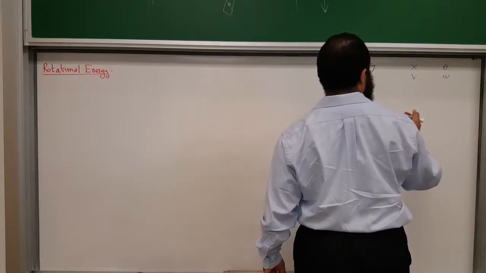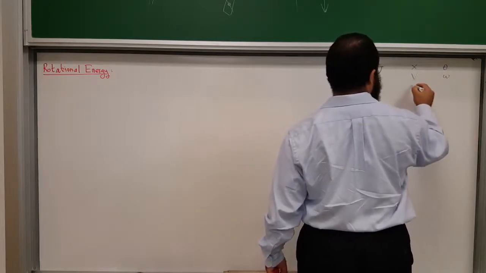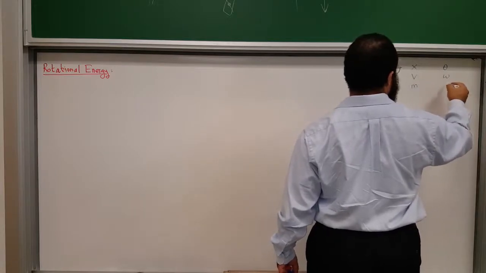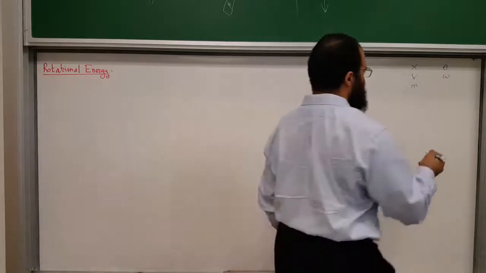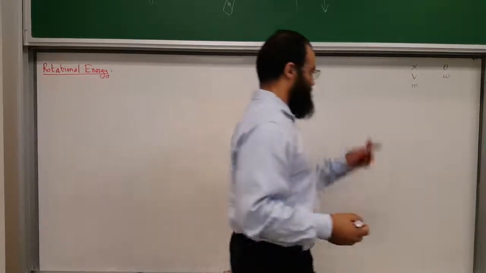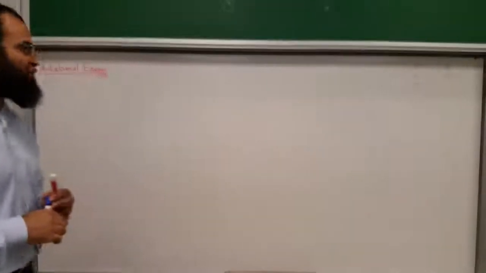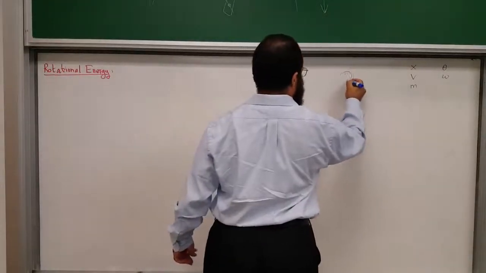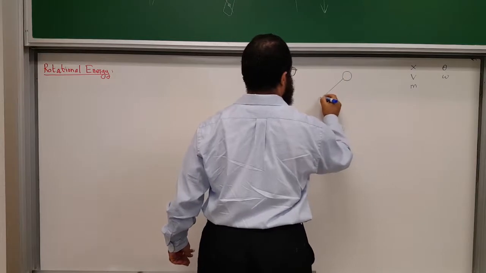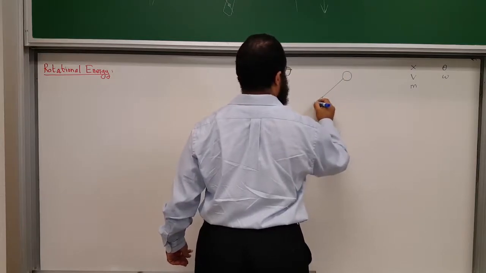In linear motion, you have the mass. In rotational motion, we will have something called the moment of inertia. We will figure it out in a moment, what it is and how it's related to the mass and so on. So imagine you have an object here. Again, let me go back to my dumbbell, and here it is.